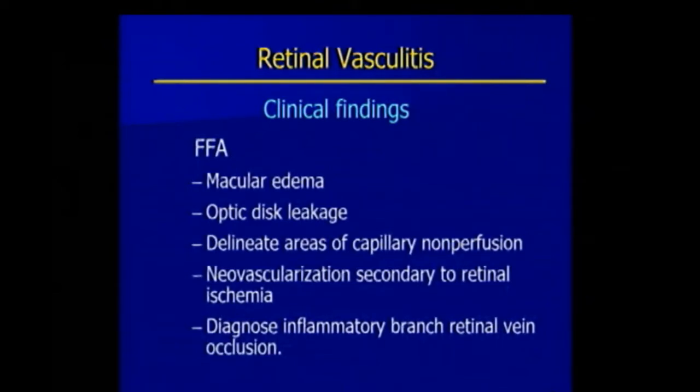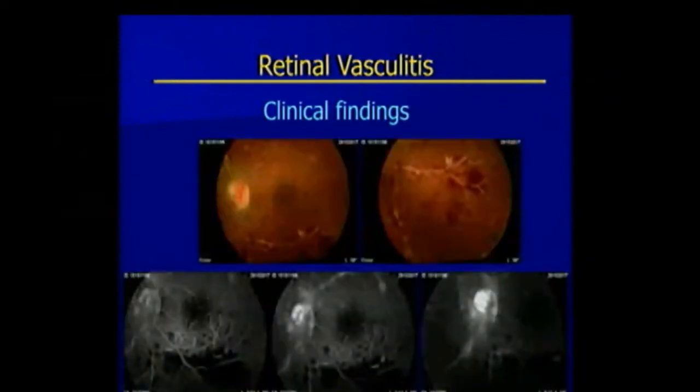It can show you optic disc inflammation. In a patient with occlusive vasculitis, it will delineate the area of capillary non-perfusion. It helps you to diagnose neovascularization secondary to retinal ischemia. And it can also help you to diagnose inflammatory branch retinal vein occlusion in patients with Behçet disease.